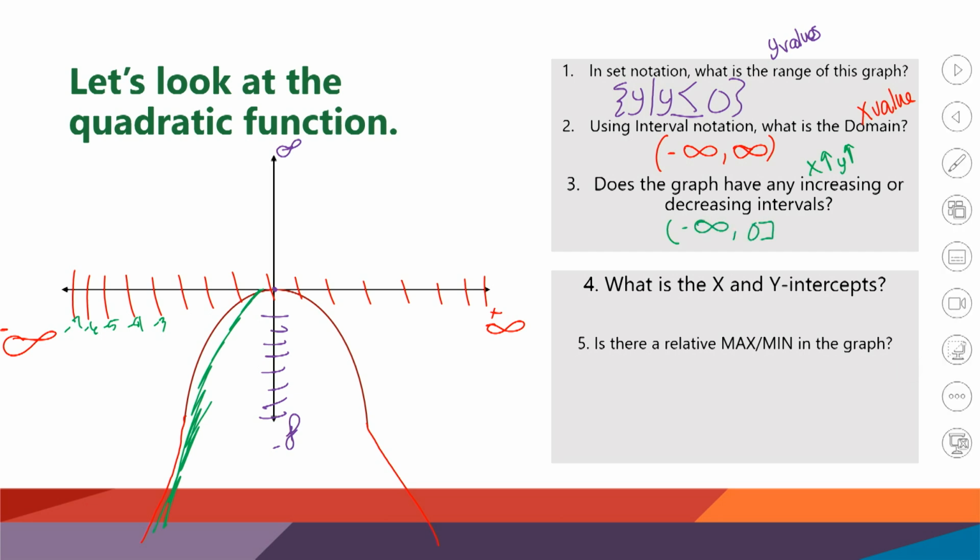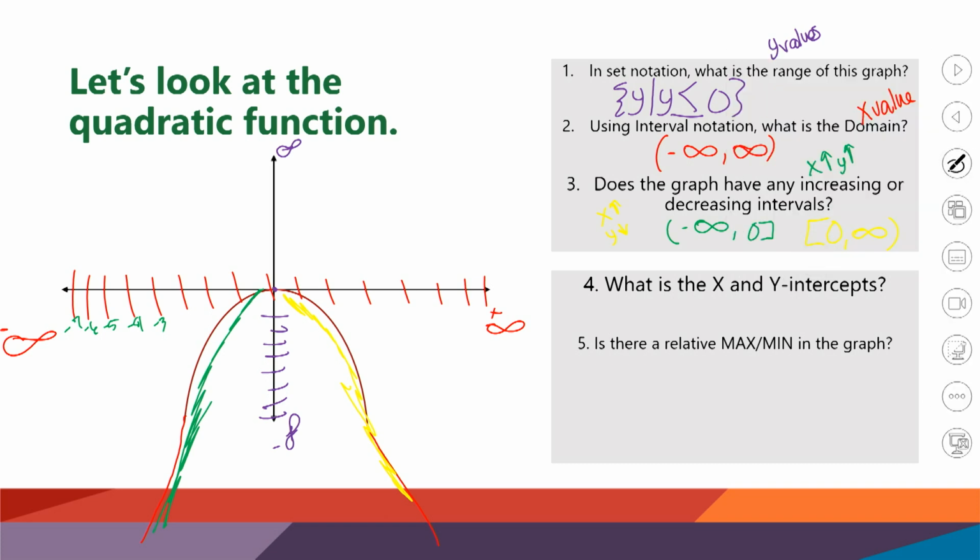Now, what about that decreasing? Where could we say that decreasing is? Remember, decreasing is when my x values are getting bigger, but my y values are getting smaller, or they're decreasing. So I can say that it's right here. So I'm starting at 0, and then I'm going to my positive infinity. Good job.